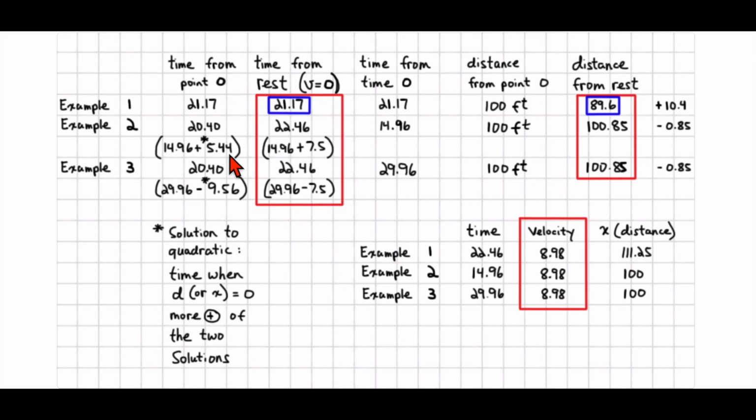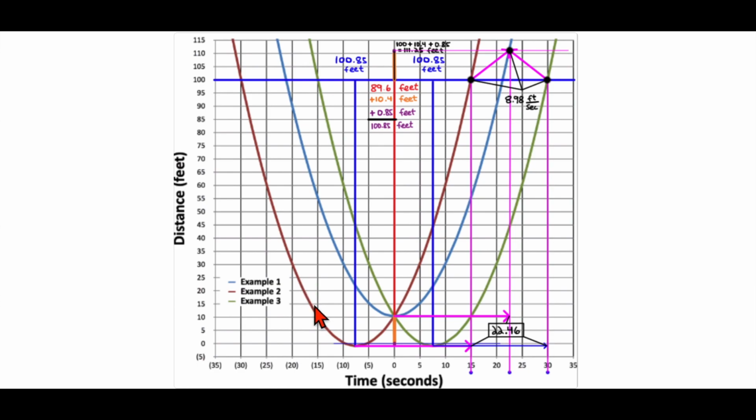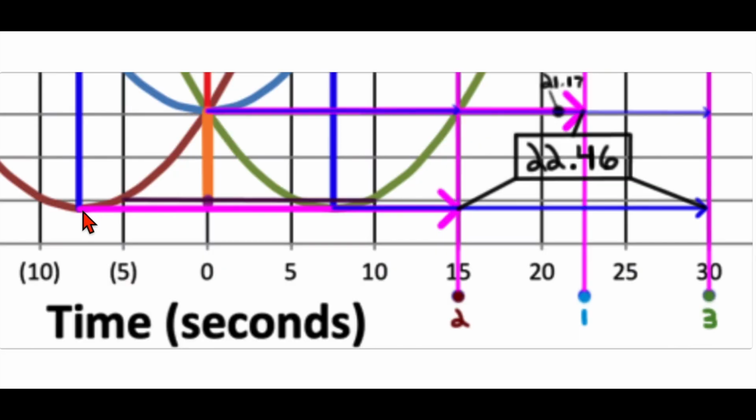So for example 2, instead of adding 7.5 seconds, you have to only add 5 and 44 hundredths of a second to this time measured from time 0. So here's body 2 right here. So this is 7.5 seconds from time 0. So you have to add that 7.5 seconds for rest, but from point 0, it's a tiny bit less time. It's actually 2 and 600 seconds less time. So this time from here to right here is 2 and 600 seconds.